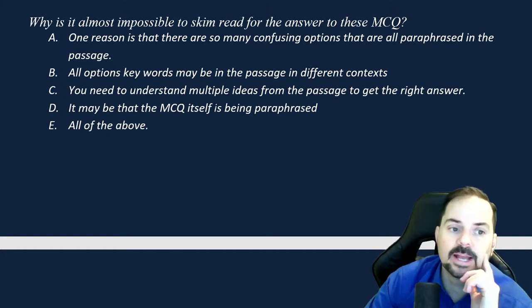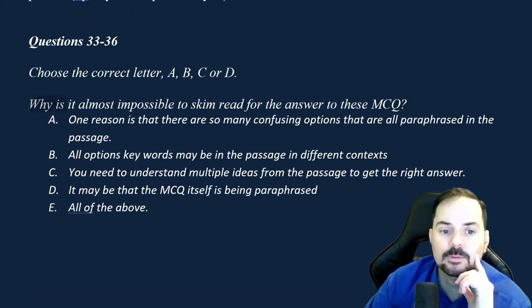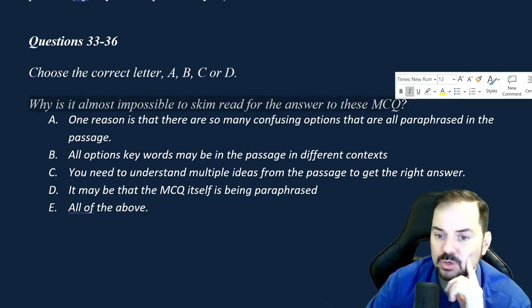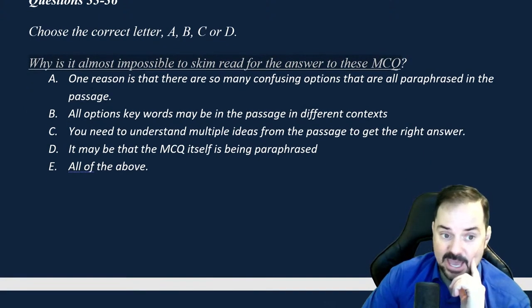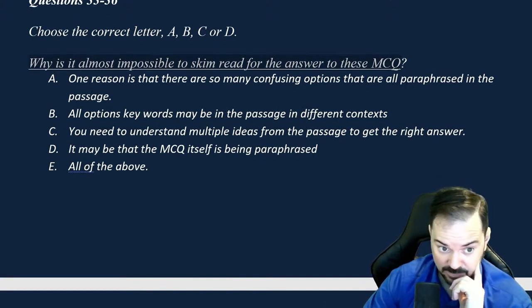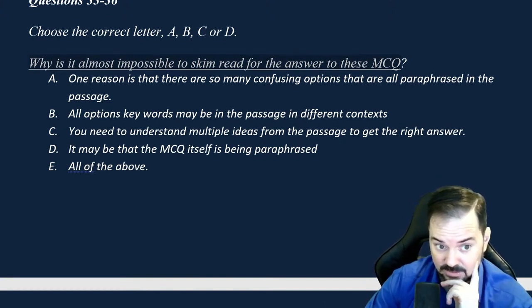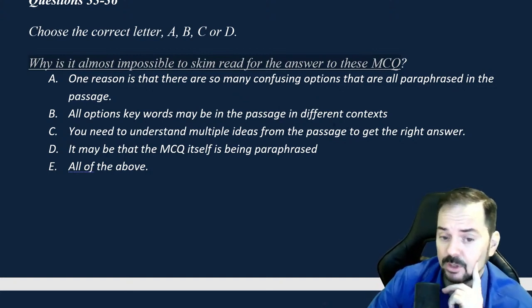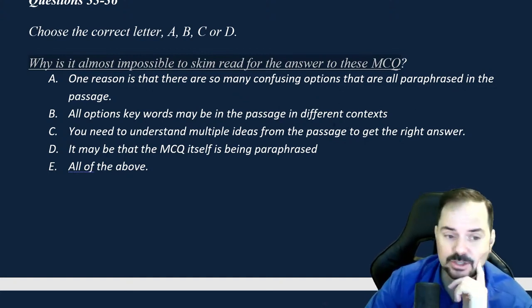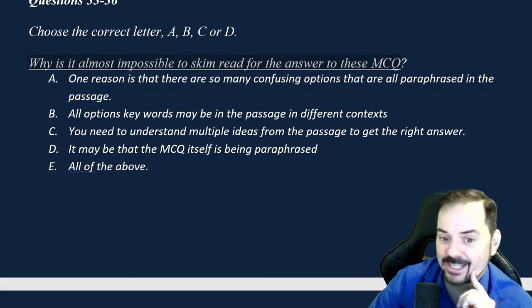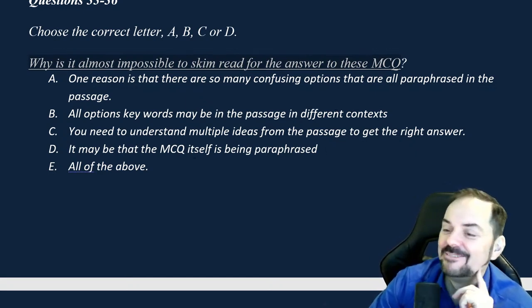So what's the correct answer here? Why is it almost impossible to skim read for the answer to multiple choice questions? A, there are so many confusing options and all are paraphrased in the passage. B, all the options' keywords may be in the passage in different contexts. C, you need to understand multiple ideas from the passage to get the right answer. D, it may be that the multiple choice question itself is being paraphrased. Or E, all of the above. I love your answers.